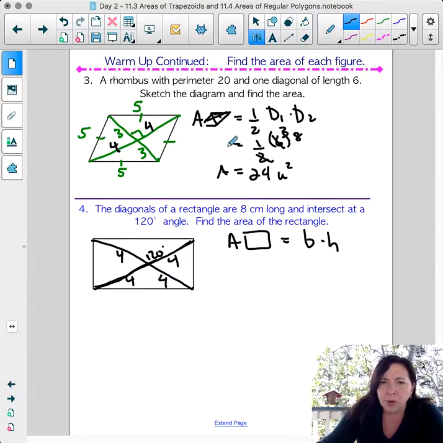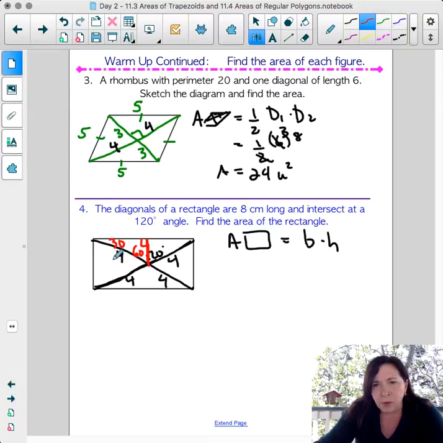What else we know is that if we were to split this up and draw a line like this, like that, I need to find this height first, and I also need to find the length. But if I broke this up here, that's going to make this a 60-degree angle, and this is a 30, and this is right.